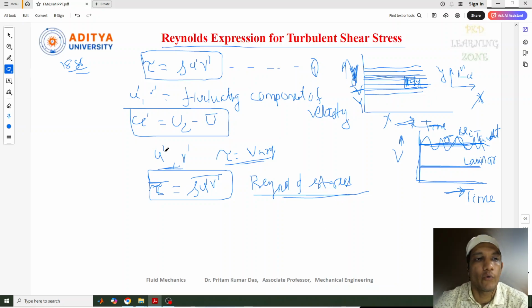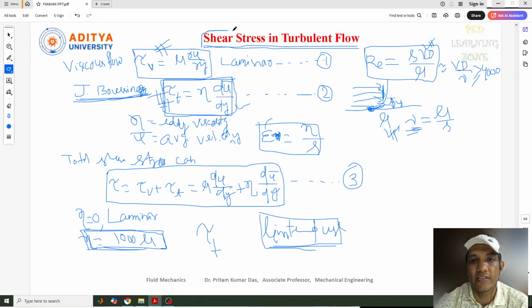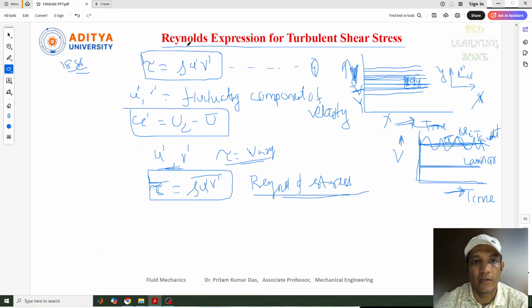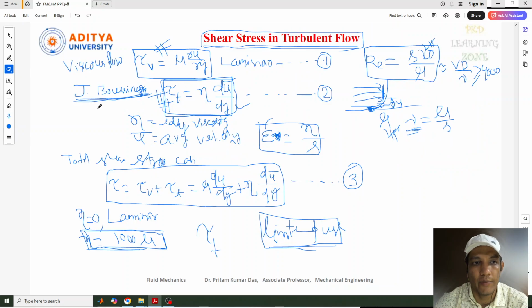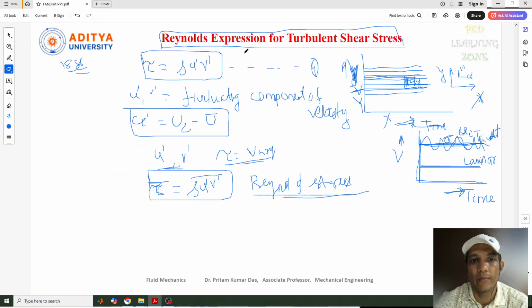I hope you understand this concept: the expression for the shear stress in turbulent flow. Based on this, the Reynolds experiment was also derived, because this expression was given by the Boussinesq equation, while this one is given by the Reynolds expression. So I hope you understand this concept.